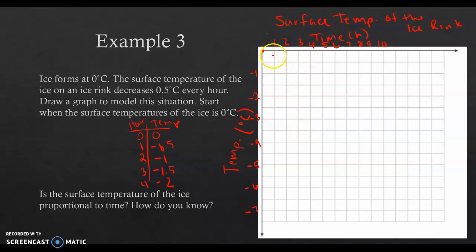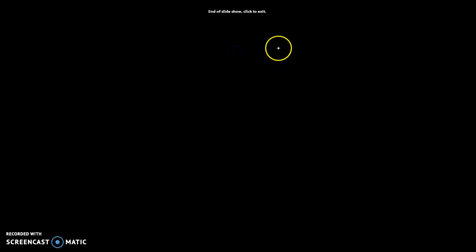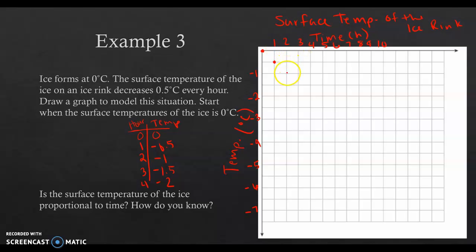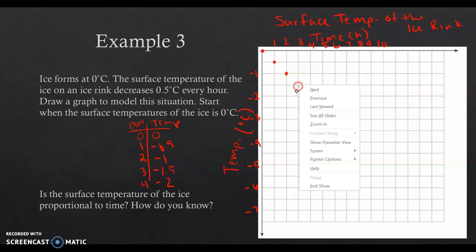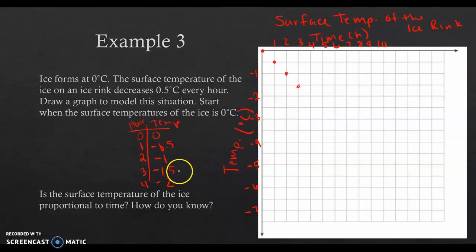All right, so when x is 1, we're at a negative 0.5. When x is 2, after 2 hours, we're at the point 2, negative 1, right? That was that point. And then we're doing 3, negative 1.5. And then we're at 4, negative 2. And I can continue this graph because it's the same slope. Each time I'm going to go down half and over 1, down half and over 1.